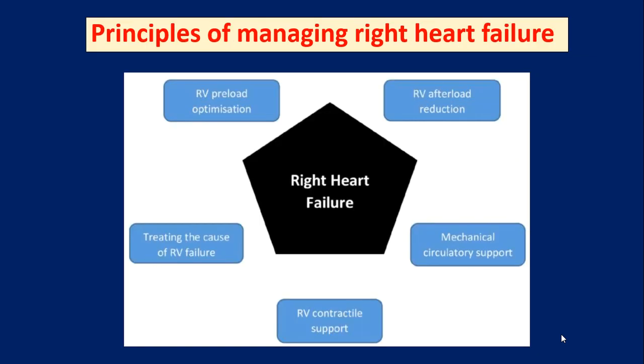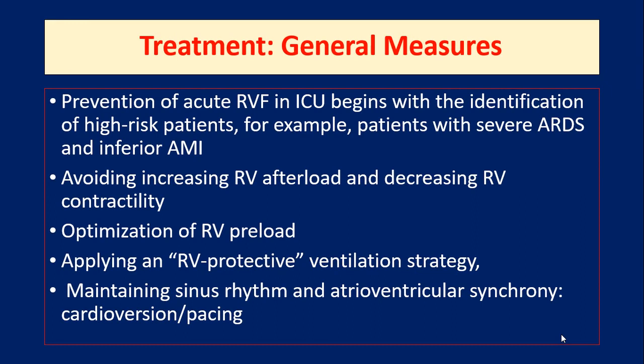The principles of managing right heart failure are preload optimization, RV afterload optimization, treating the cause of RV failure, mechanical circulatory support, and RV contractile support. Prevention of acute right ventricular failure in the ICU begins with identification of high risk patients, for example patients with severe ARDS or inferior wall MI, and avoiding increasing RV afterload and decreasing RV contractility.